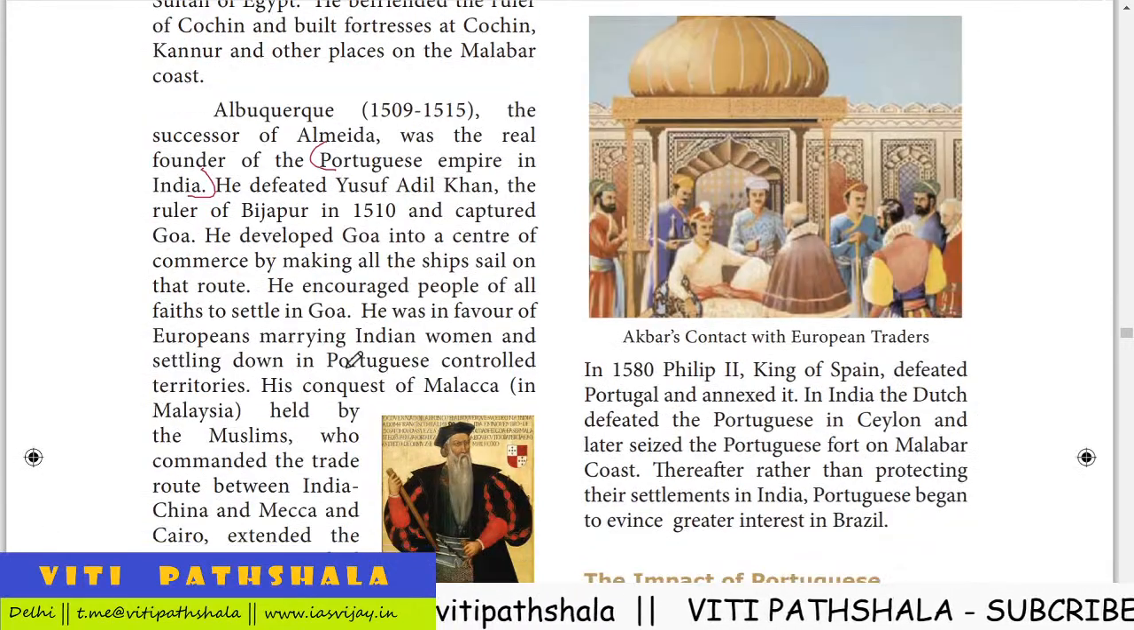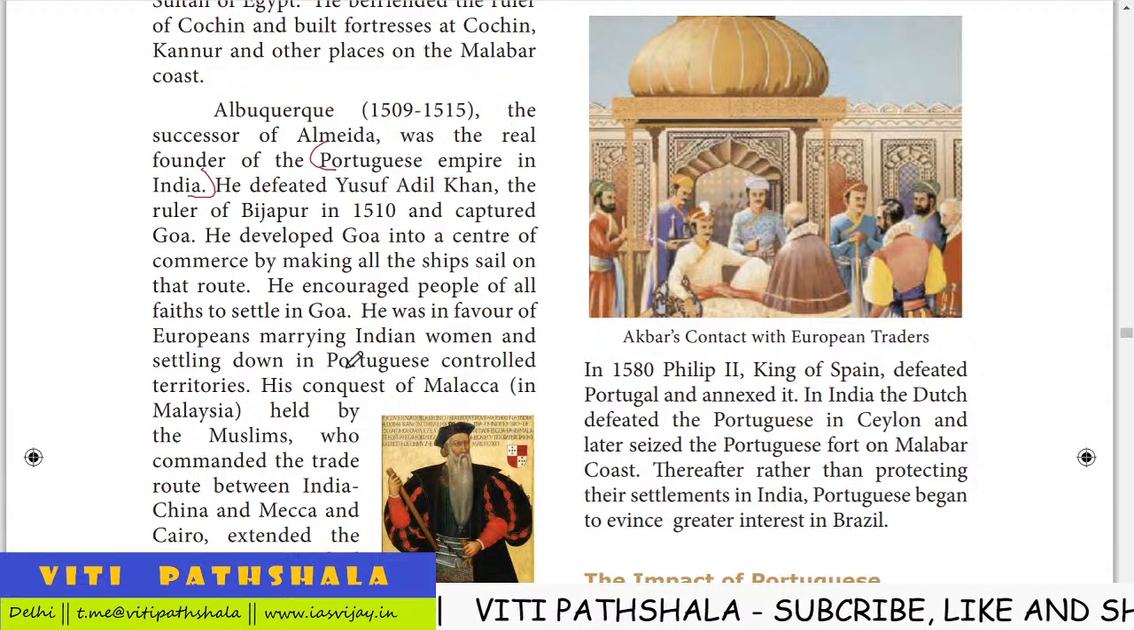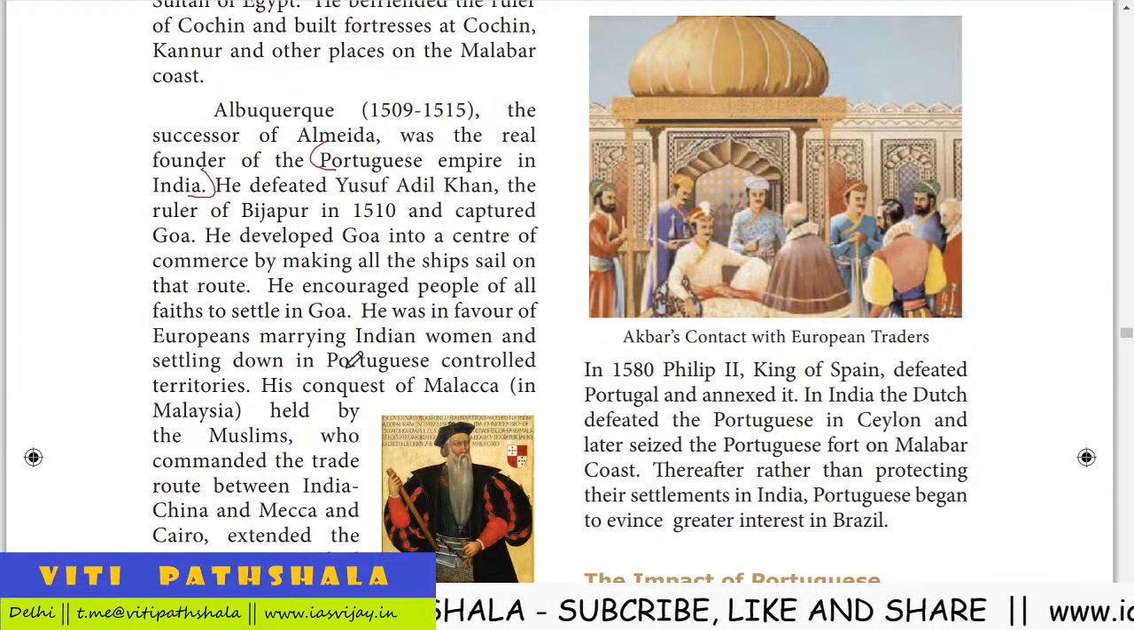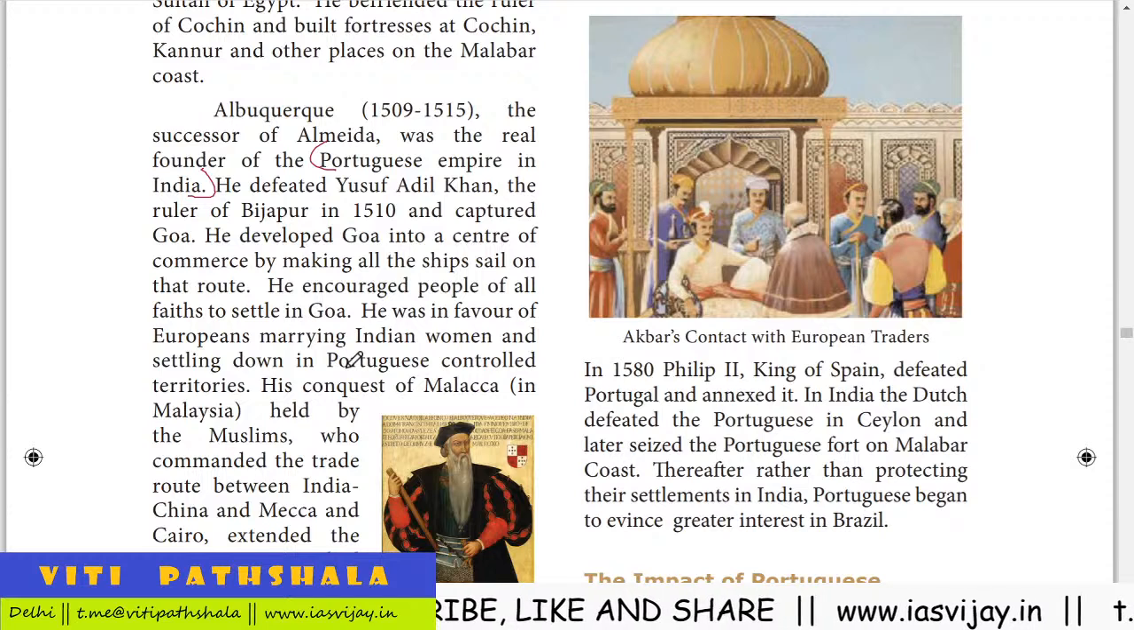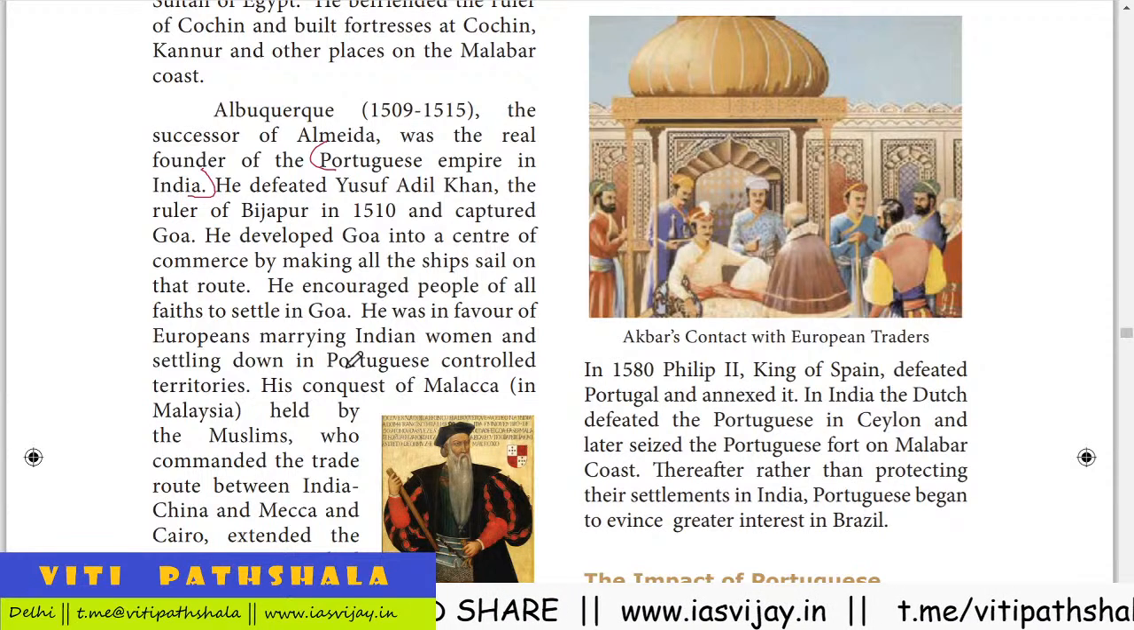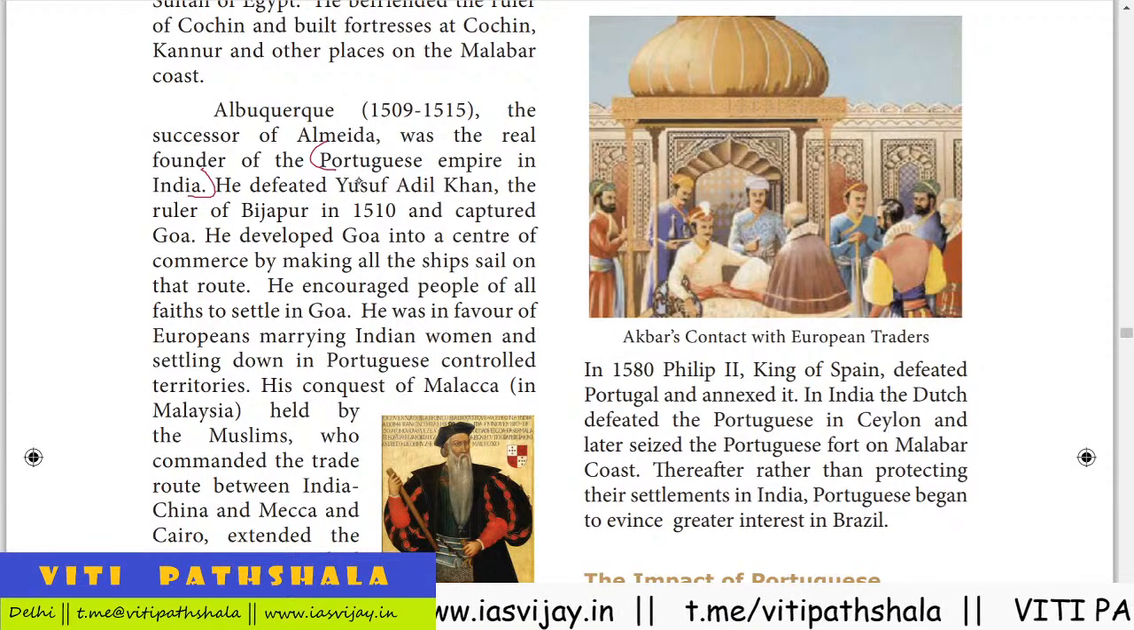Now they have not written in detail in the 11th class; they have just written it superficially and moved ahead. They have not talked about it in great detail. Now he defeated Yusuf Adil Khan.